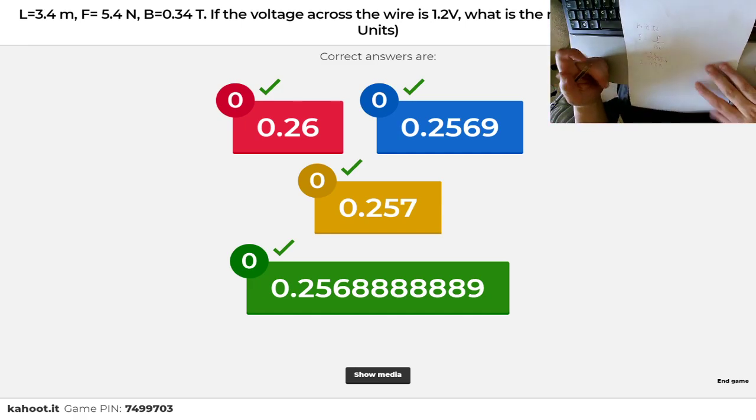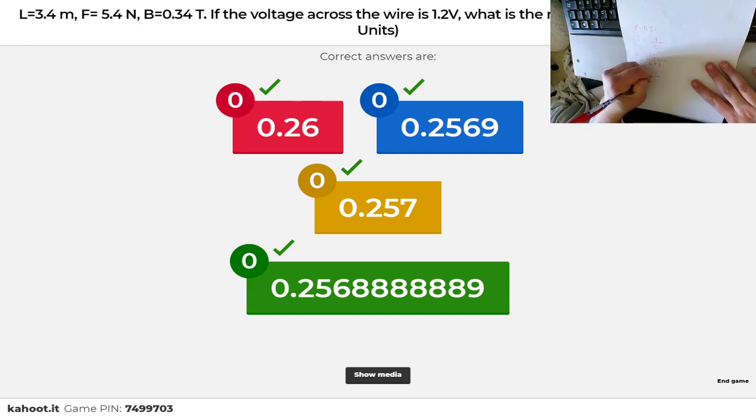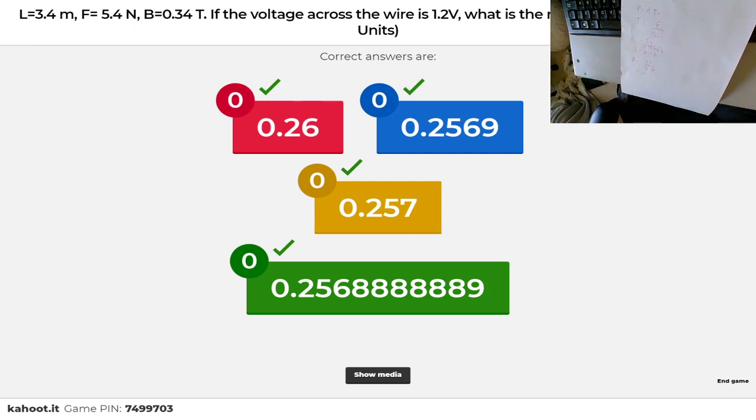Okay, and then we do our resistance is 1.2 divided by our current 4.7, and that gives us an answer. When you put it in your calculator, you actually get the green value down here, but these are all acceptable roundings that you could have used. Hopefully that helps with that.